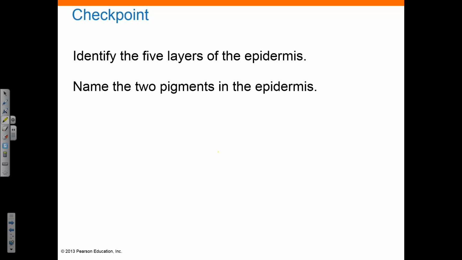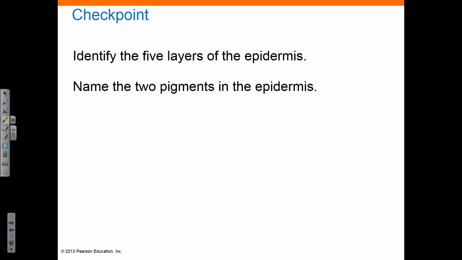Let's review with a checkpoint. Can you identify the 5 layers of the epidermis? Please feel free to take a moment to pause the lecture while you come up with your response. From superficial to deep, they are the stratum corneum, the stratum lucidum, the stratum granulosum, the stratum spinosum, and the stratum basale.